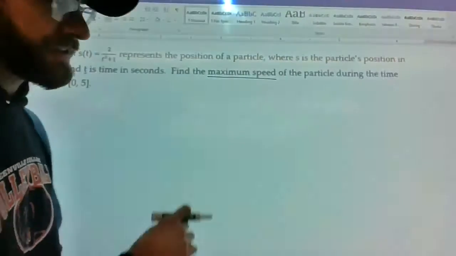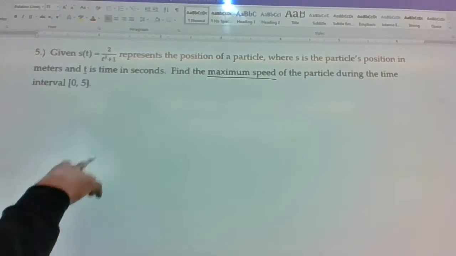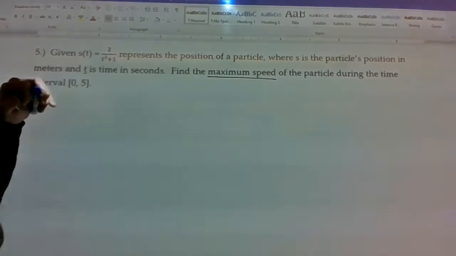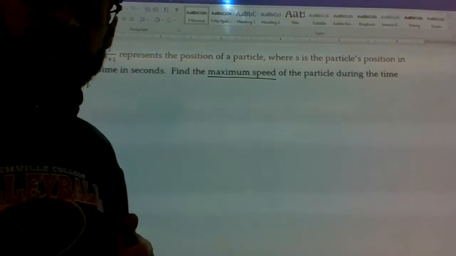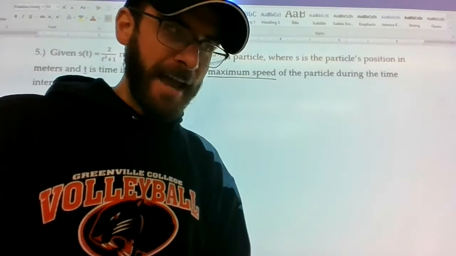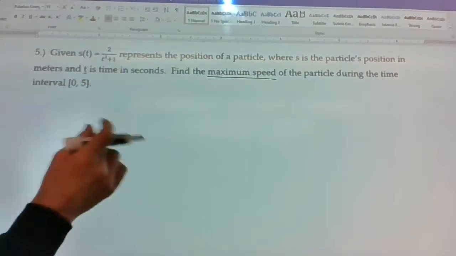We're going to be talking about something called maximum speed here. If you're given a position function over a specific time interval, then we can for sure find the max speed. Now the question becomes, how do we do that? So, first things first.